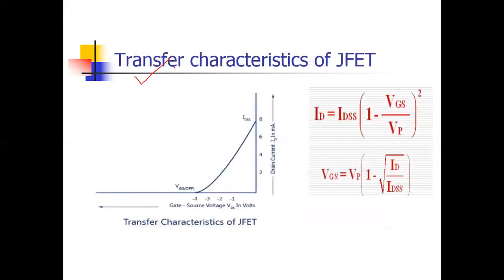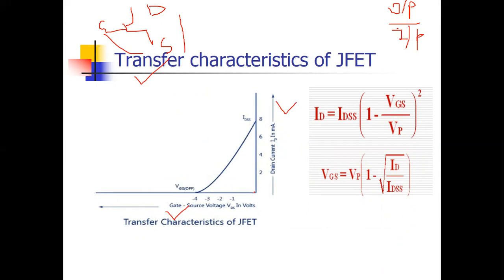Now transfer characteristic. You know what is the meaning of transfer? If you remember, the transfer function means output by input. So what is the output here in this case? Output current. If you see that FET symbol, output is drain current and input is gate to source voltage. Input is voltage which is controlling the current. So input is VGS and output is current.